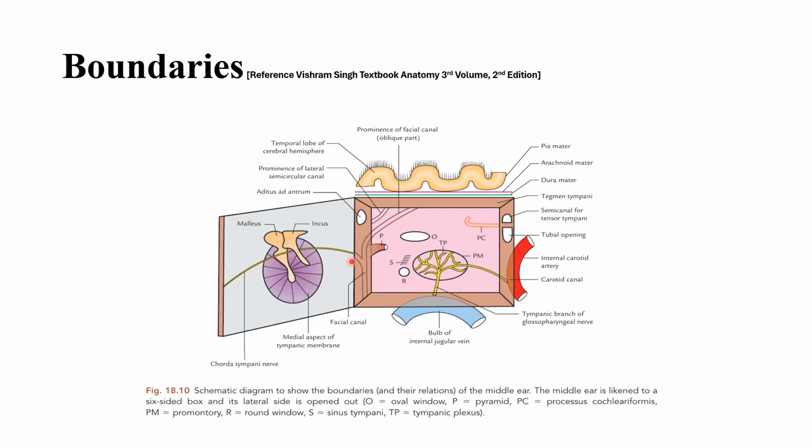Now this hole here is called the aditus to the antrum. It means from this hole the middle ear is communicating with the mastoid antrum, which is nothing but an air filled cavity. We will see it later, but right now understand this is the place from where there is communication with the mastoid antrum. Now coming towards the roof, this yellow structure is the temporal lobe.